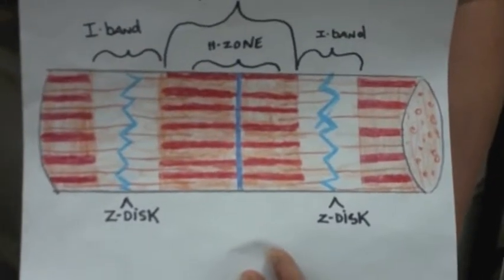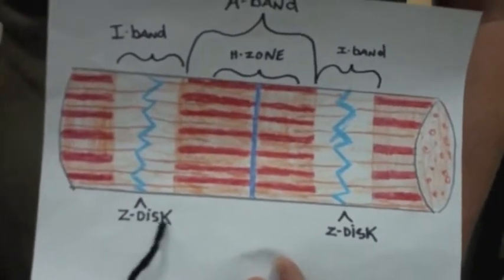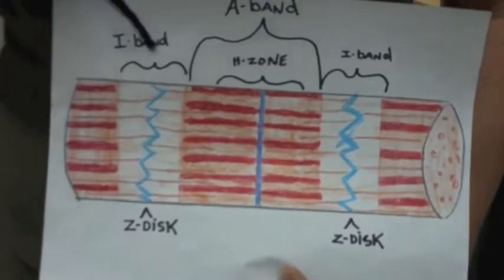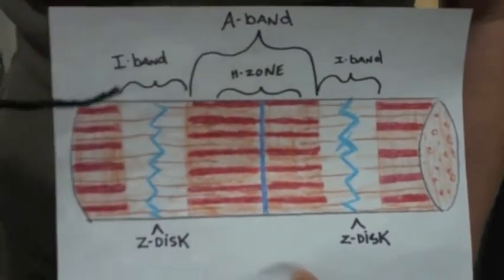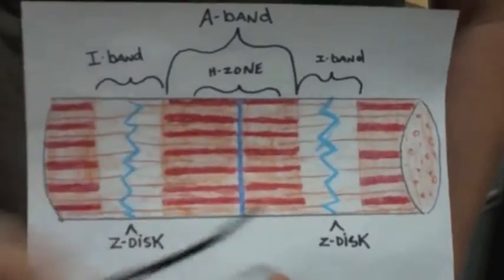The area with the lightest density, containing only thin filaments, is called the I-band, and a Z-disc passes through the center of each I-band. Myofilament is composed of thick filament and thin filament. Thick filament contains myosin protein, and thin filament contains actin protein, troponin, and tropomyosin.